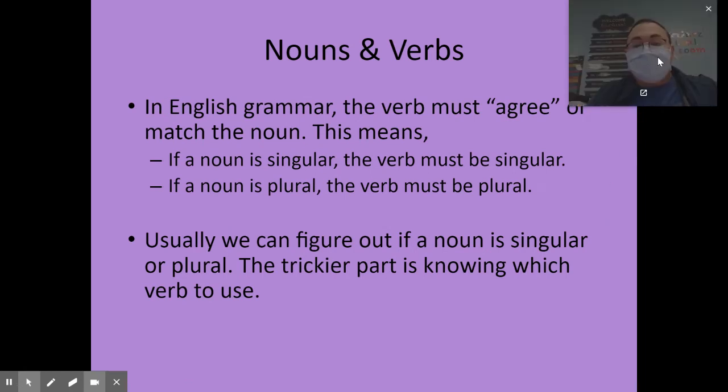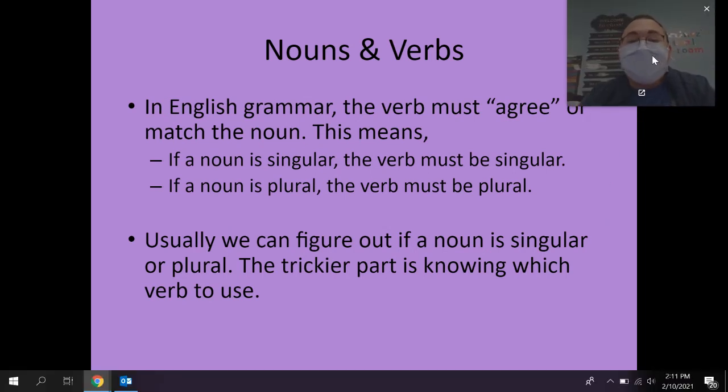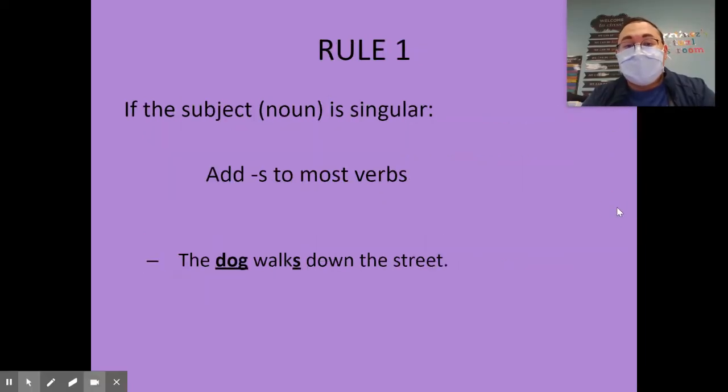Nouns and verbs. So when we think about nouns, in English grammar, the verb must agree or match the noun. This means that if a noun is singular, the verb must be singular as well. If a noun is plural, the verb must also be plural, okay? And usually we can figure out if a noun is singular or plural. The trickier part is knowing which verb to use. So there are some rules when we think about subject-verb agreement.